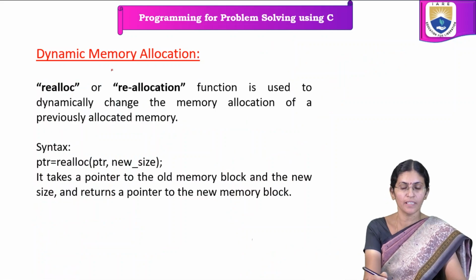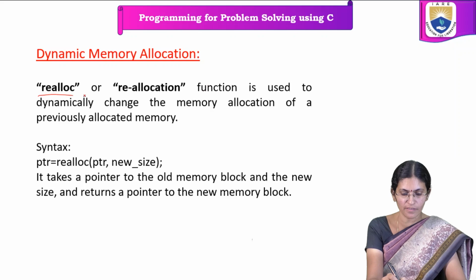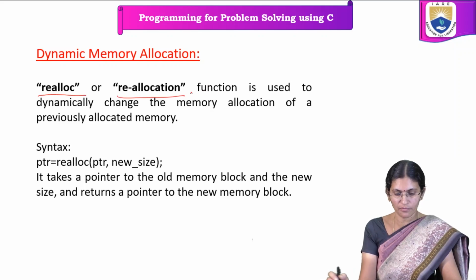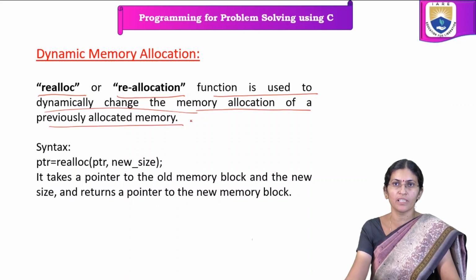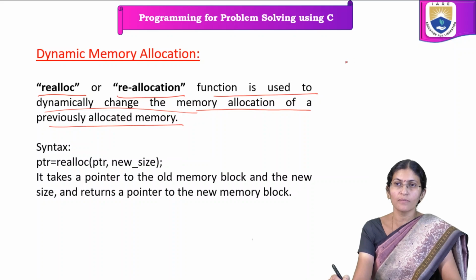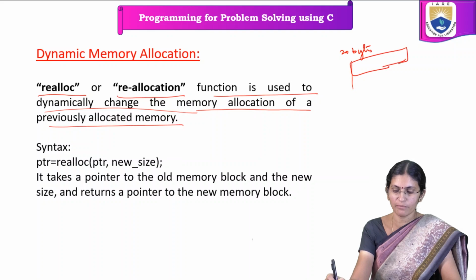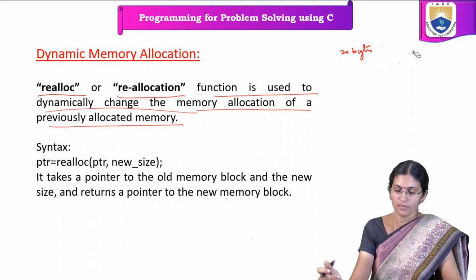Next, the next function used for dynamic memory allocation is realloc, also called the reallocation function. This is used to dynamically change the memory allocation of previously allocated memory. Suppose there is memory already allocated in the heap segment, some memory of 20 bytes, and there are some values here, 10, 20. So there is some memory allocated, 20 bytes.